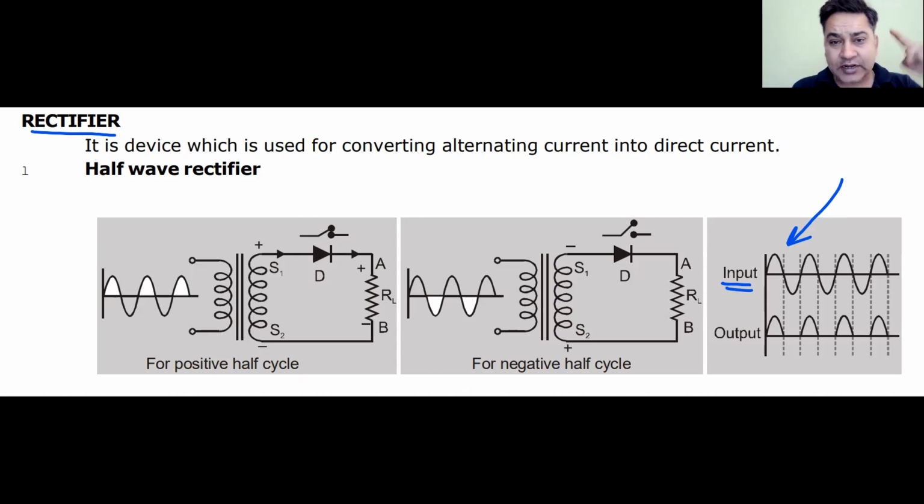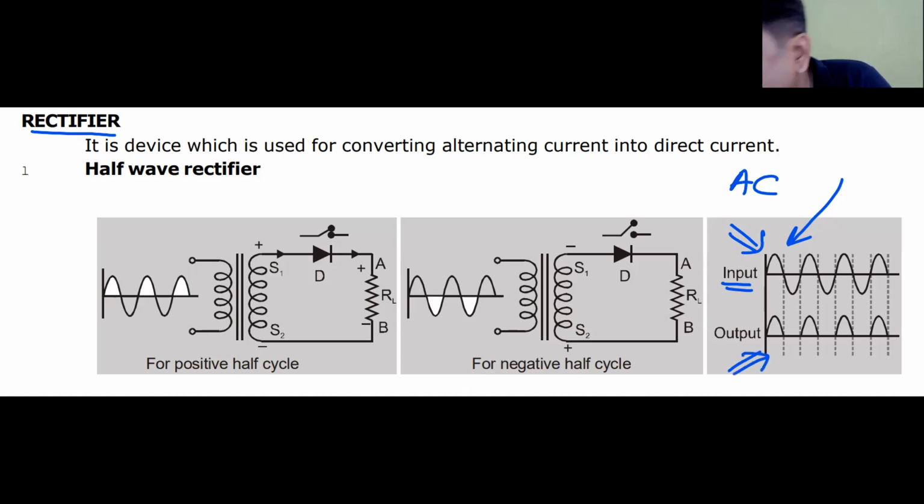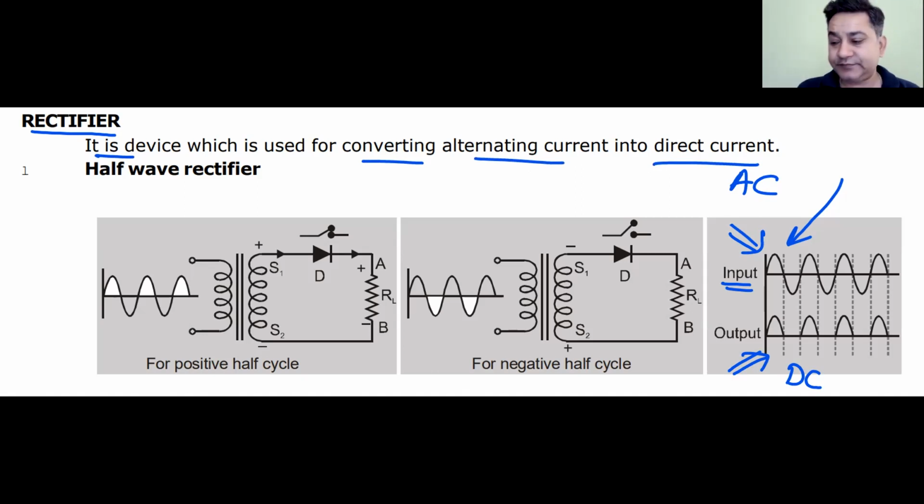But in DC, current always flows in one direction. So this top diagram that you see is AC, and this bottom diagram that you see is DC. Why is it AC? In AC, the cycle will reverse. For one half, you will have current in this direction. For the other half, you will have current in this direction. But in DC, current always flows in one direction. What is a rectifier? A rectifier is a device that converts AC into DC.